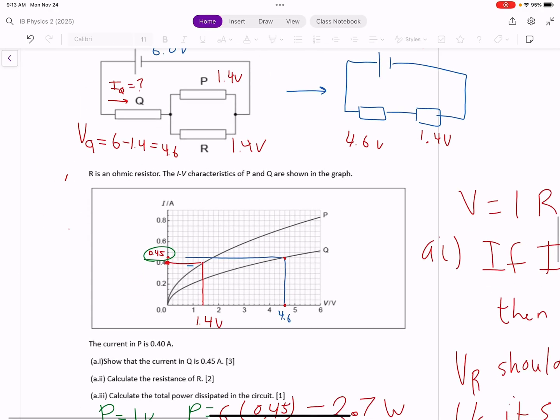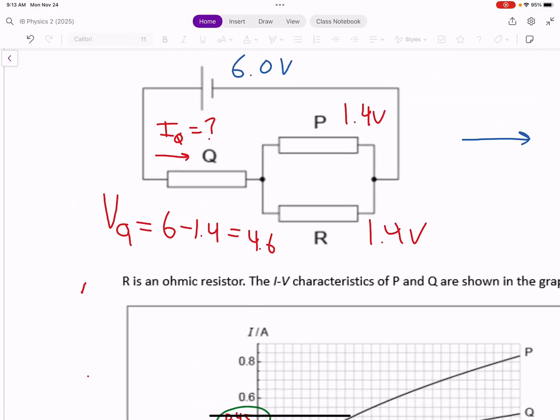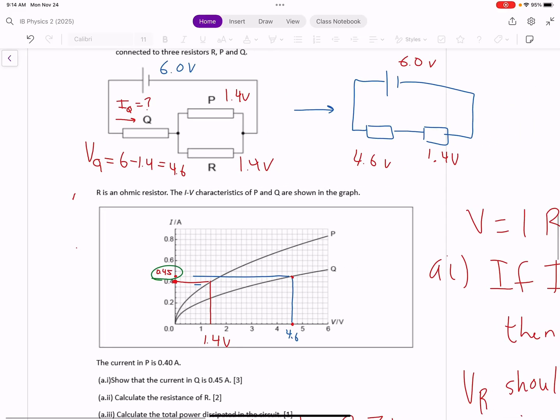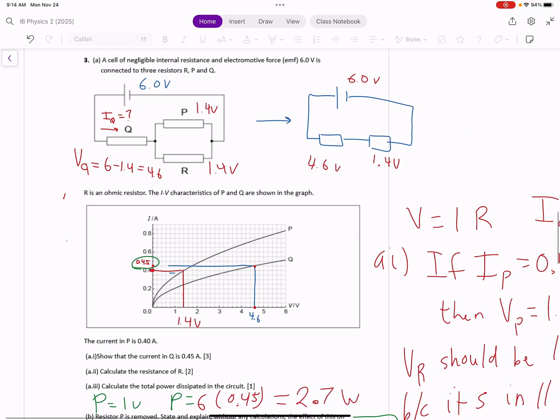Well, the question here is, what is the current in Q? Okay, so I put a question mark Q here. In order to find the current in Q, and I'm sure there's a couple of ways to do this, I tried to find the voltage in Q. I know if I can find the voltage in P or R, then I can find the voltage in Q, because I know all the voltage has to add up. I've already shown all my work here, but let me show you the process in which I found the voltage.